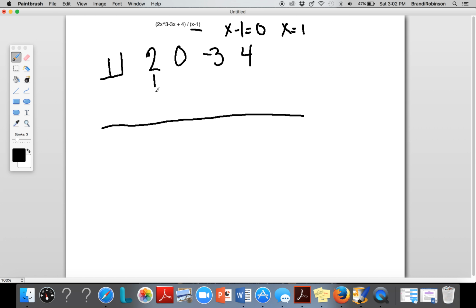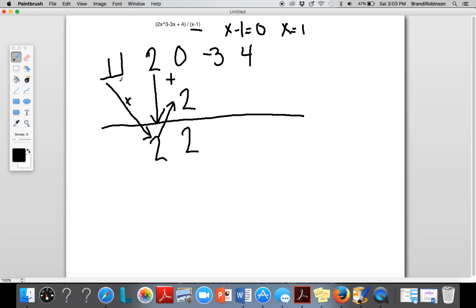So I'm going to follow the steps. The first step is that you drag the first number down to the bottom, okay? So it just goes straight down. Then you're going to multiply what's in your box times that number, and that's going to give you 1 times 2 equals 2, okay? So that's how we're flowing. The flow here is multiply what's inside the box, and then you're going to put it up here. I'm going to add these two numbers. 0 plus 2 is 2.